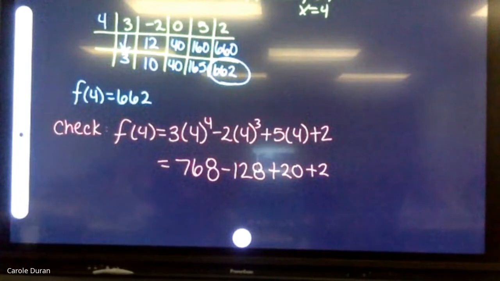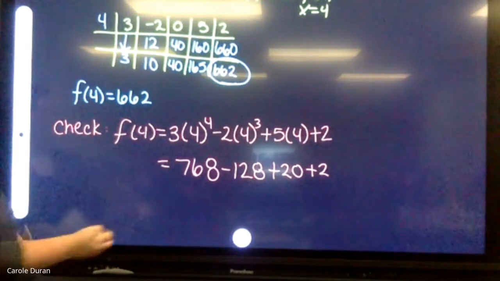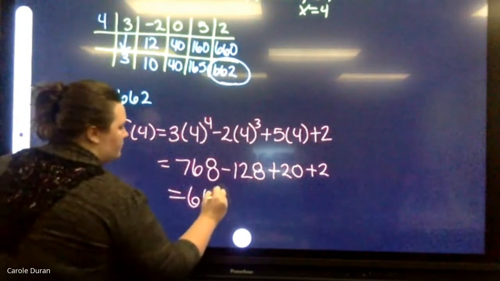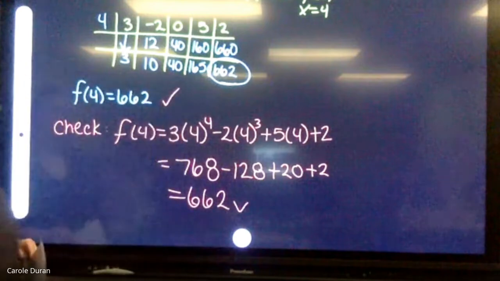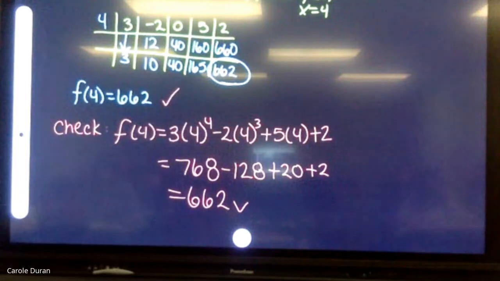I put all of that into my calculator, and wouldn't you know it, the answer is 662, which matches what I got from synthetic substitution. So we have now verified that the remainder theorem is in fact true. When I do division, the x value that I divided out would equal my remainder when plugged into the function.